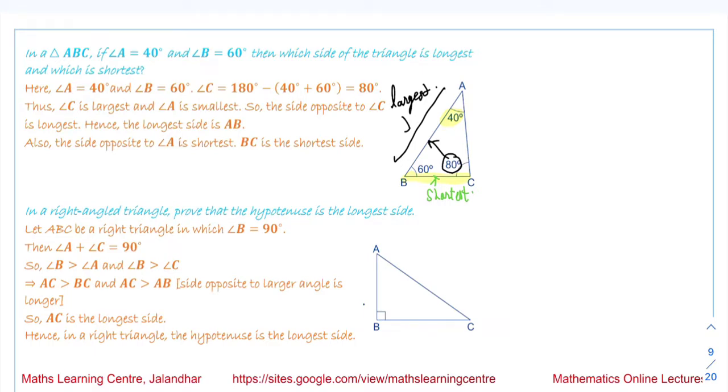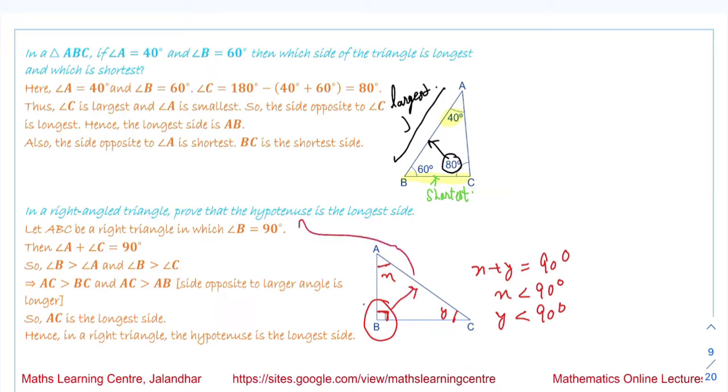Now in the next question, a right angle triangle ABC is given to us, and we have to prove that the hypotenuse is the longest side. We have already seen the proof. This angle is 90 degrees over here. If this is X and this is Y, the sum of these two angles is 90 degrees. It means X is less than 90 degrees, Y is less than 90 degrees. So the largest of all these three angles is this angle B, and the side opposite to this is AC, that is the hypotenuse. So the hypotenuse is the longest side.